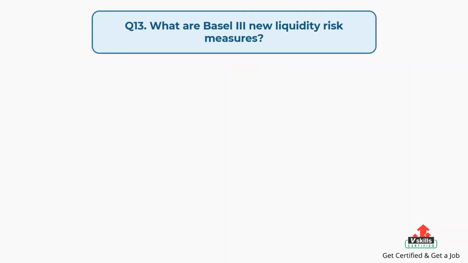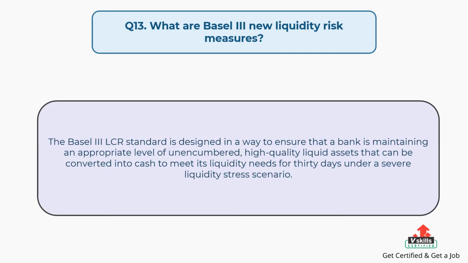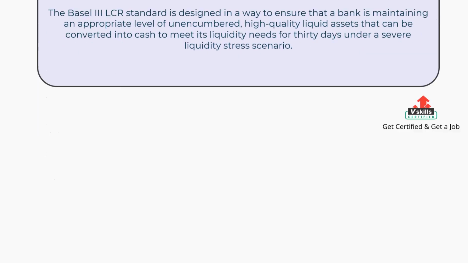Question number 13. What are Basel III new liquidity risk measures? The answer is the Basel III LCR standard is designed in a way to ensure that a bank is maintaining an appropriate level of unencumbered, high-quality liquid assets that can be converted into cash to meet its liquidity needs for 30 days under a severe liquidity stress scenario.